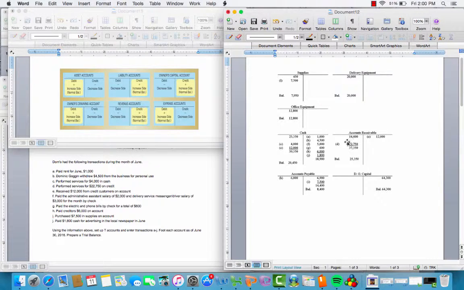Well, we had an increase of 22,750. Somebody purchased something off us but didn't pay us immediately, so that was an increase. But notice on this side, somebody actually did pay us 12 grand, so our accounts receivable went down a little bit because of that transaction.